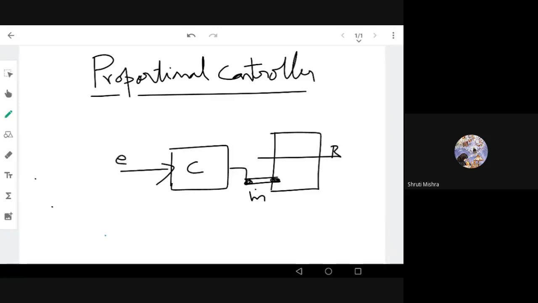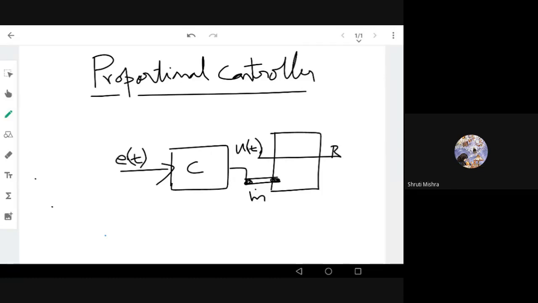So here I'm assuming the output of my controller is u(t). The Laplace transform is U(s), but with respect to time it is u(t). Error is e(t) with respect to time. Okay. Error is e(t) and output of the controller is u(t). Right? So we are more concerned about the design of the controller.